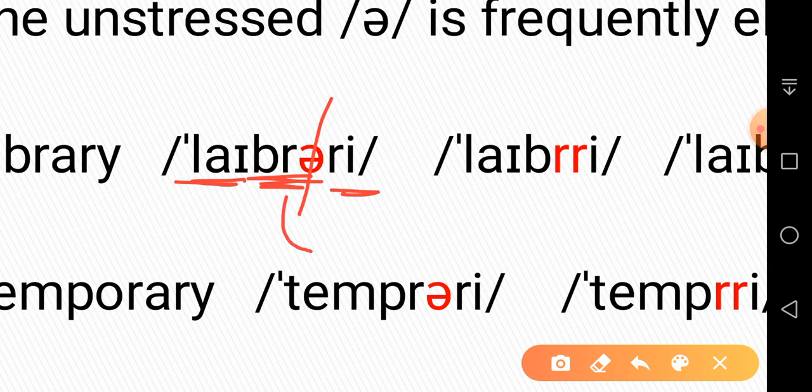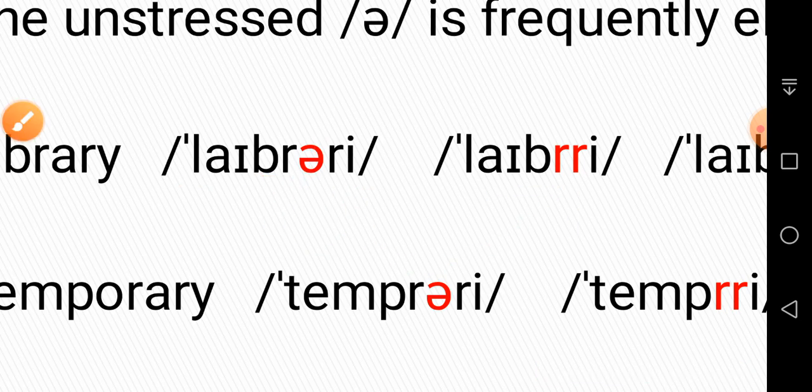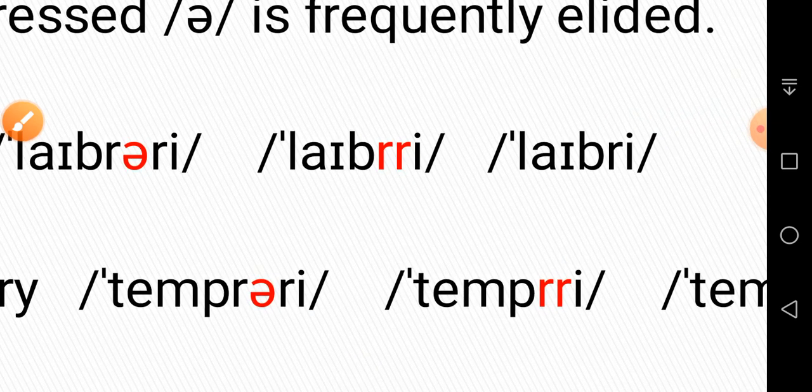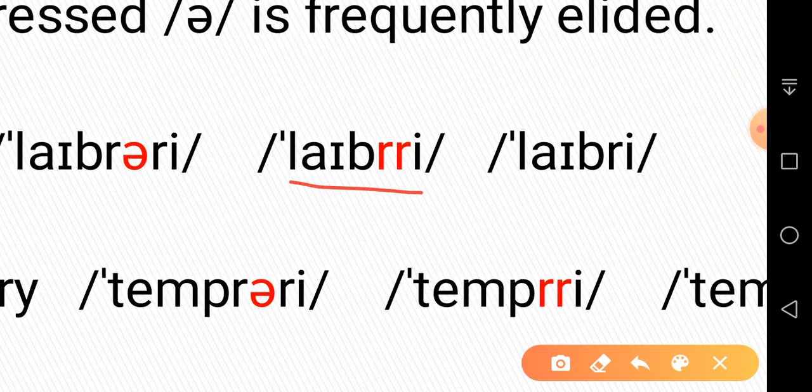This R and this R will come together in the next word. Now see, library. As this is only one phoneme, see, one phoneme. Now it becomes library.